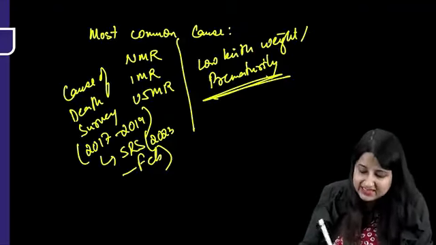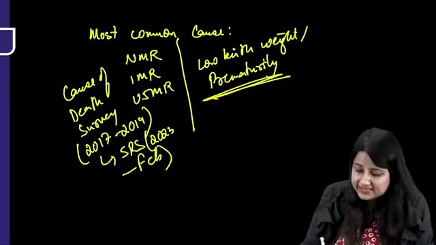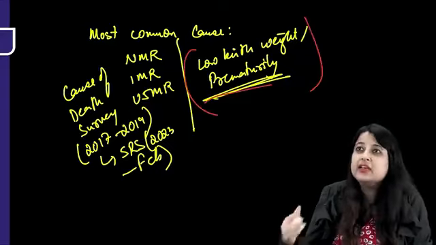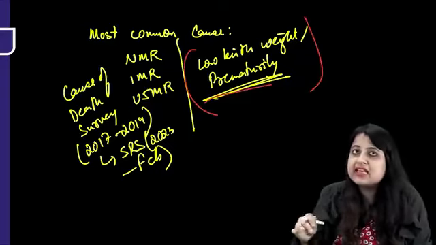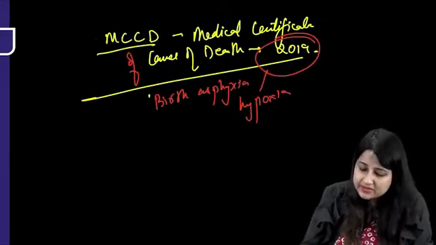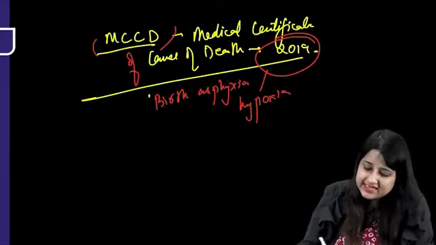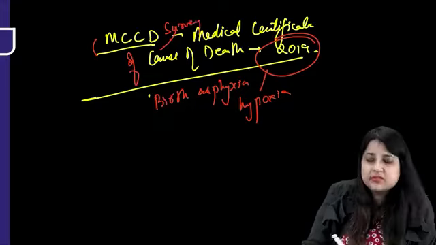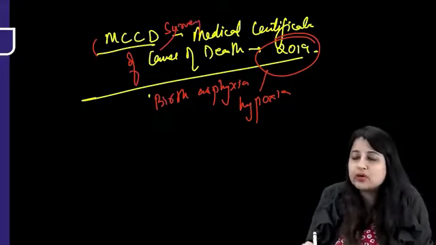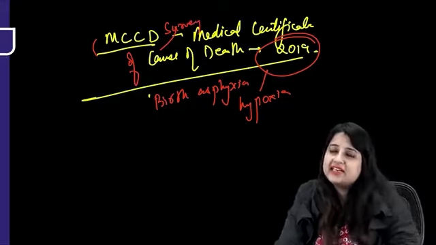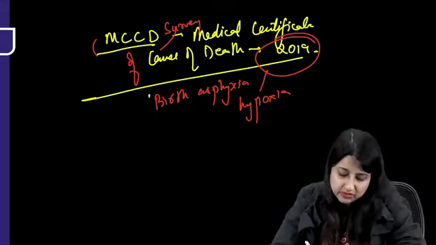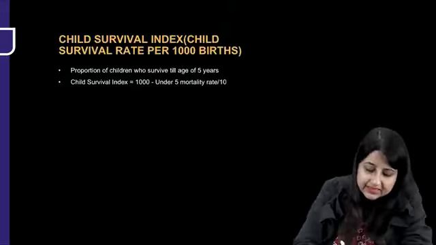But as per the latest data which got published, it is still low birth weight or prematurity. So I'm just telling you so that when you see in the question that it mentions some survey like the MCCD survey, then only the answer will change. Otherwise, it's the same. And for child death rate in developing countries, the most common cause is diarrhea. Okay, this is a PYQ.